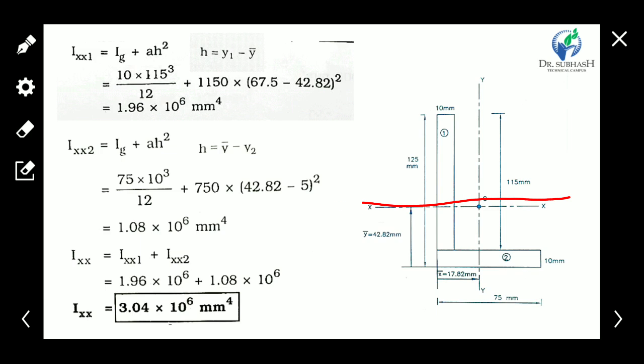Now from x-axis, the distance from x-axis to CG of element 2. What is the distance? It's 42.82 minus 5, that is h2.